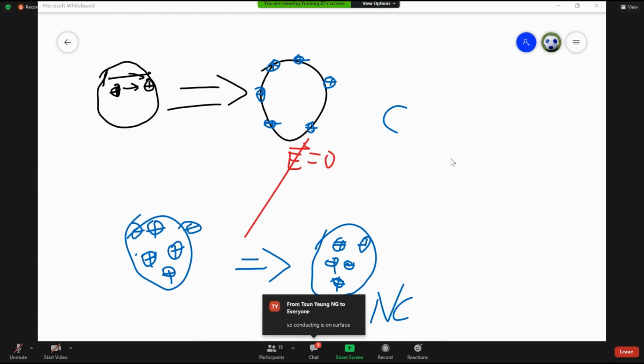Yeah, conducting charge is only on the surface. Non-conducting charge could be anywhere. It could also be on the surface, right? But it could be anywhere.